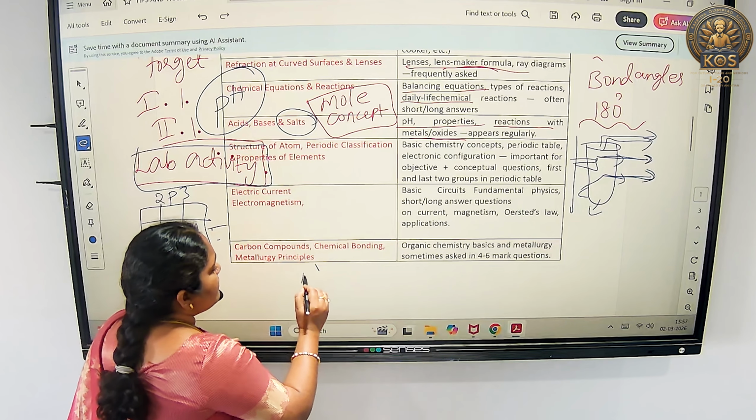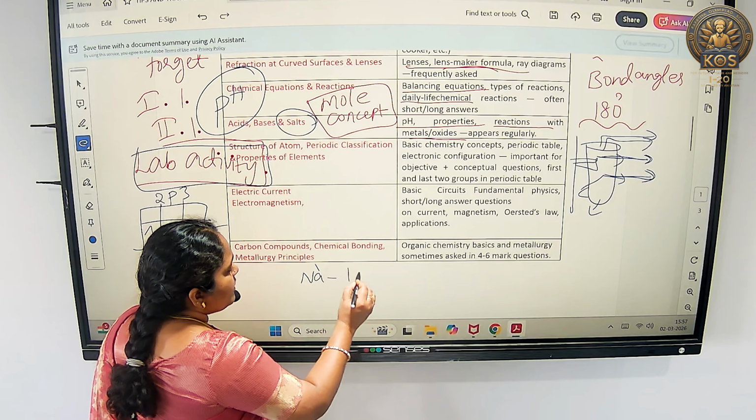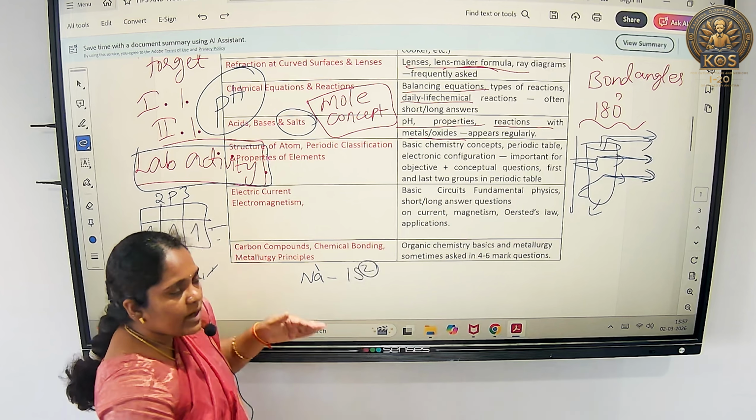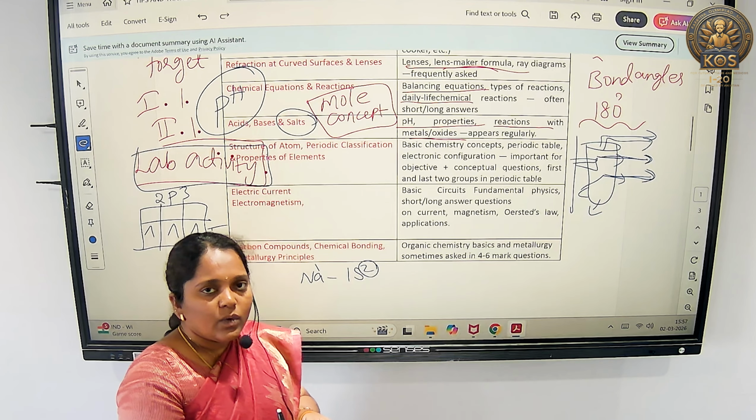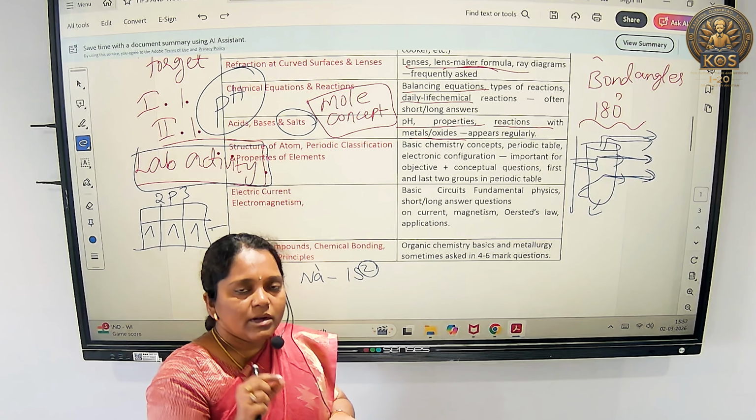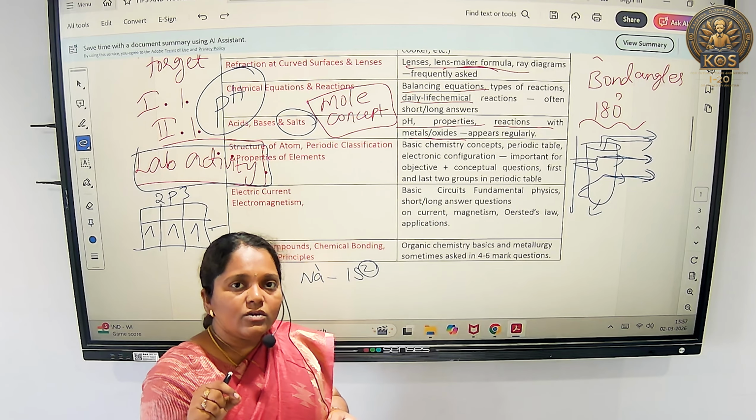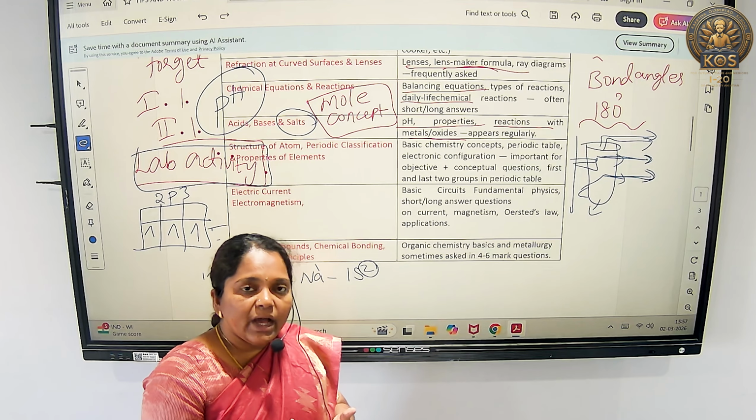Suppose any element is given, say sodium. For sodium, there is a 1s2 electron. For this 1s2 electron, what is the angular quantum number? What is the magnetic quantum number? Each and every value, how it will be calculated, we should be aware of that.